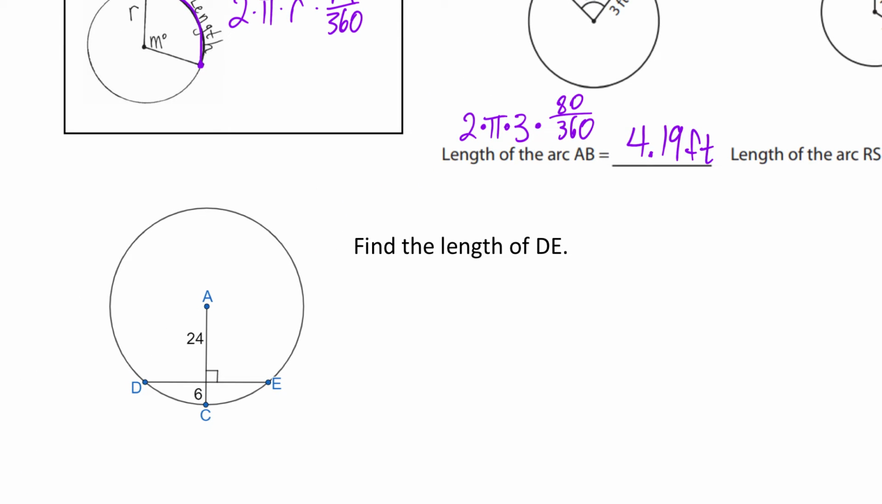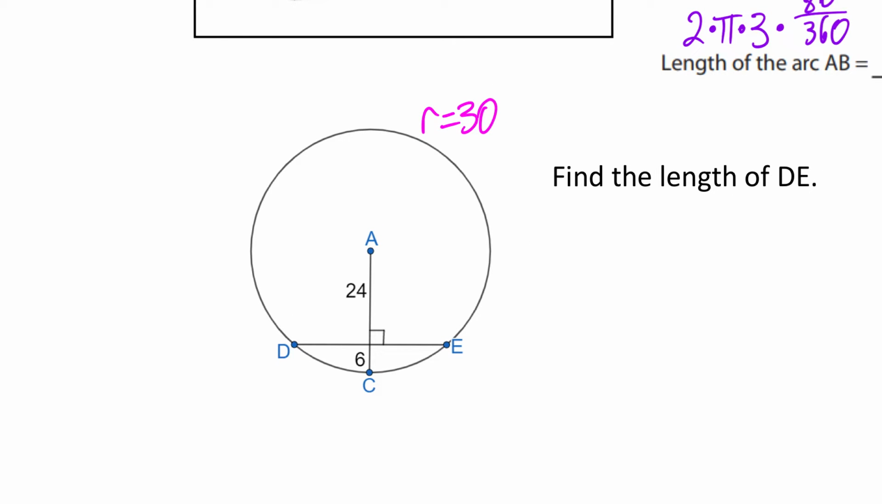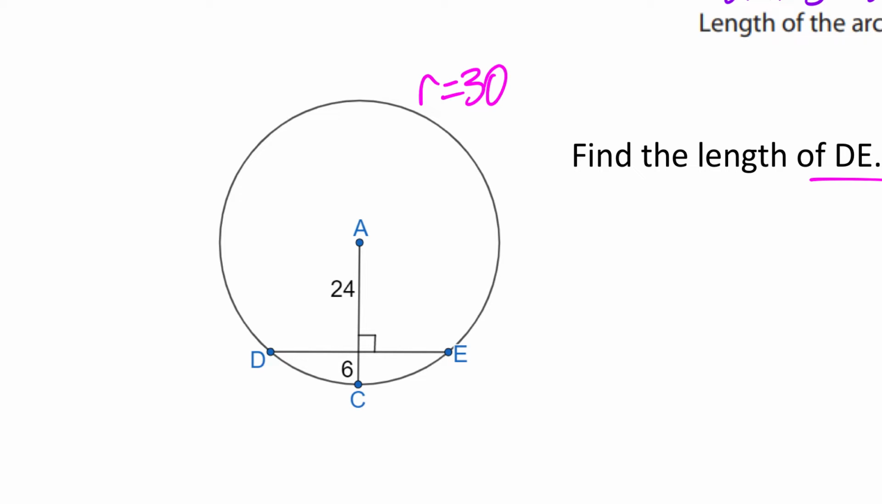Okay, on this one, the first thing I need to do is figure out the full length of the radius on this circle A. 30. Okay, good. It's 24 plus 6, so the radius of this circle is 30 units. Any radius that I draw on the circle is going to be 30, because what I'm looking for is the length of DE right here. So where do you think the most convenient radius would be to draw here? A to E. Okay, so that's 30 units long.